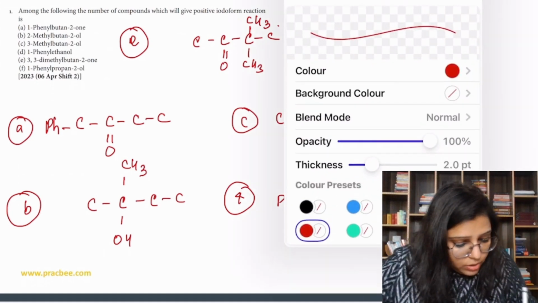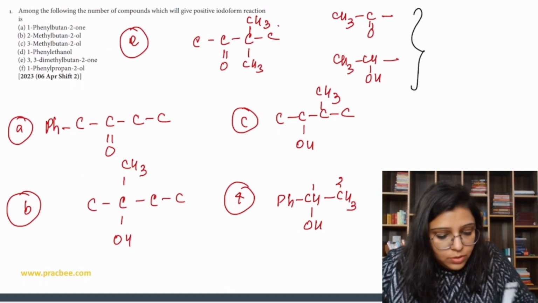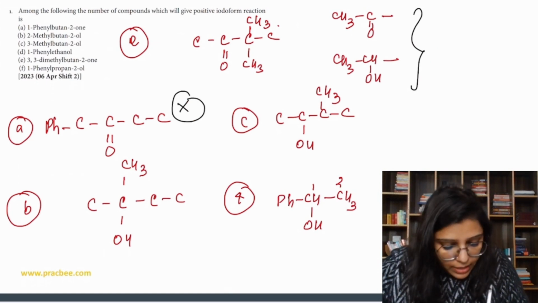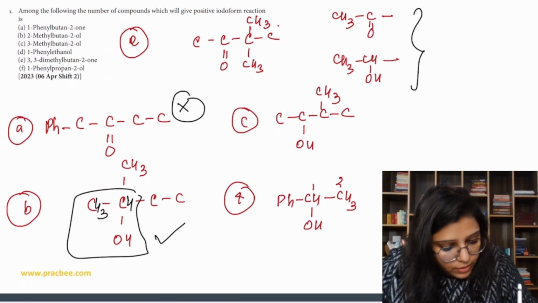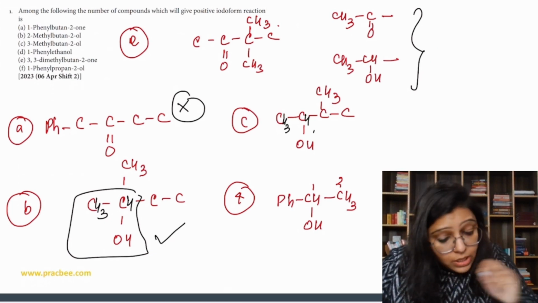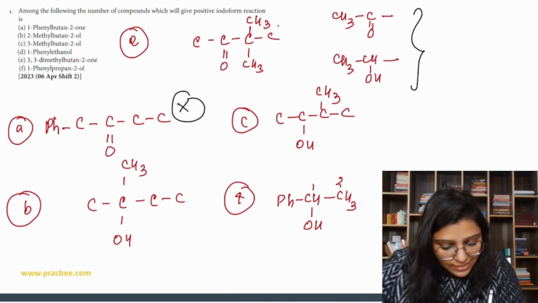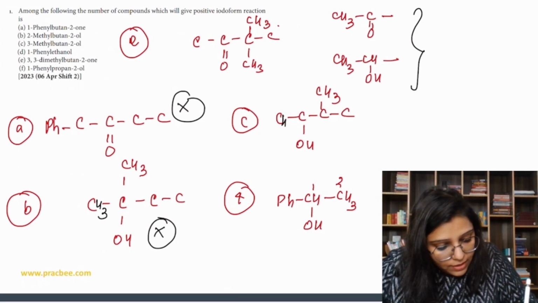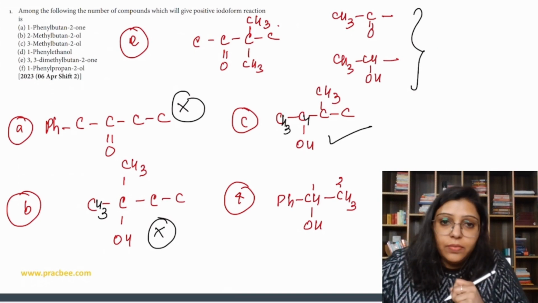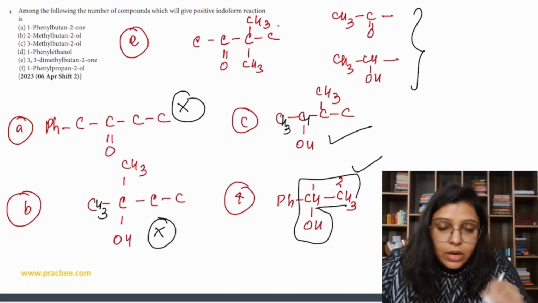Right, so let's find out in that first. We do not have this kind of group, so this does not give. We have CH3 CHOH group. This group is present, so this can give. We have CH3 CHOH. Now one more thing. Here, this is not CH3 CHOH. This is CH3 COH. So this cannot give. Here we have CH3 CHOH. Yes, it can give. Here we have CH3 CHOH. Yes, it can give.